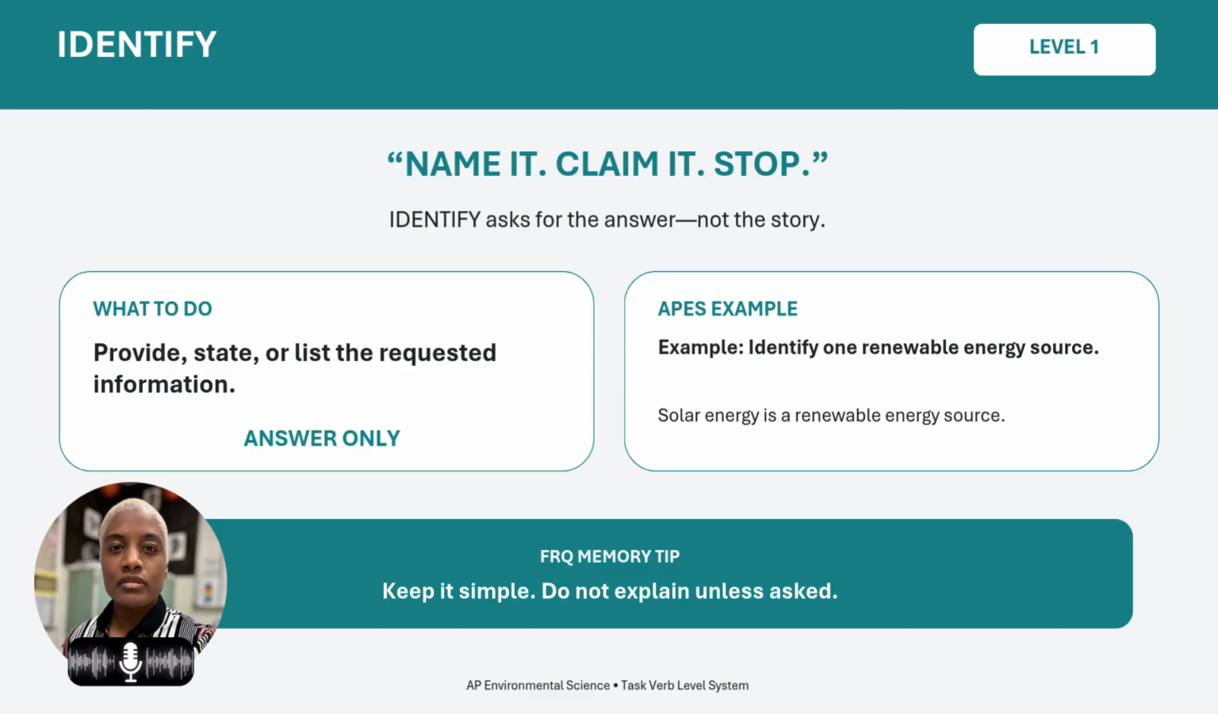So here's your example. Identify one renewable energy source. The answer this example gave is: solar energy is a renewable energy source. So again, on this answer, you could have just said solar energy and got the point. Okay, but just get used to writing the whole sentence. So memory tip at the bottom: keep it simple, right? Don't explain unless asked. Okay.